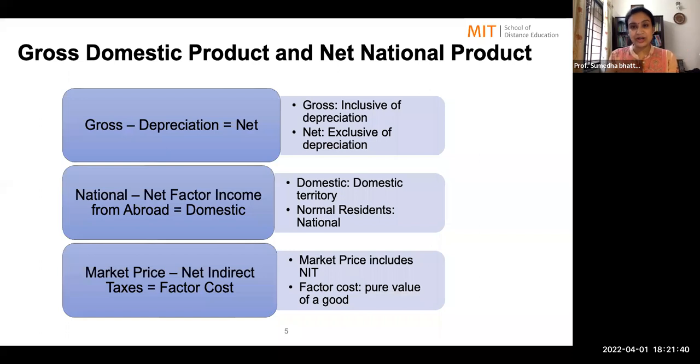Now, if I want to find out the progress of the country, I need to have a look at the net aspect. For the net concept, I need to deduct the allowance that I make as a producer for wear and tear, for replacement of the existing fixed assets. So from gross, when I deduct depreciation, I get net. Is that clear to all? Is there any doubt here? Are you all comfortable?